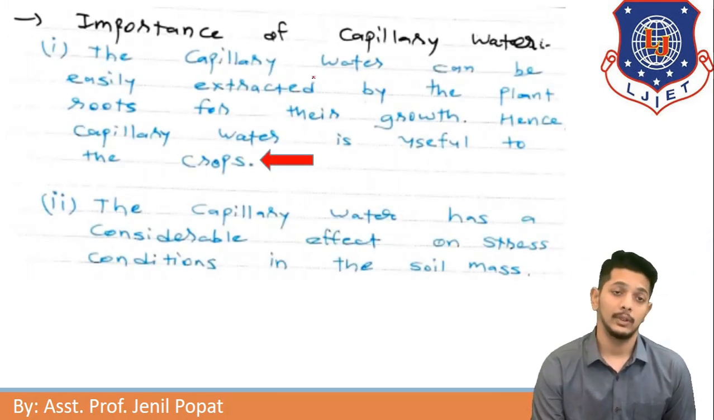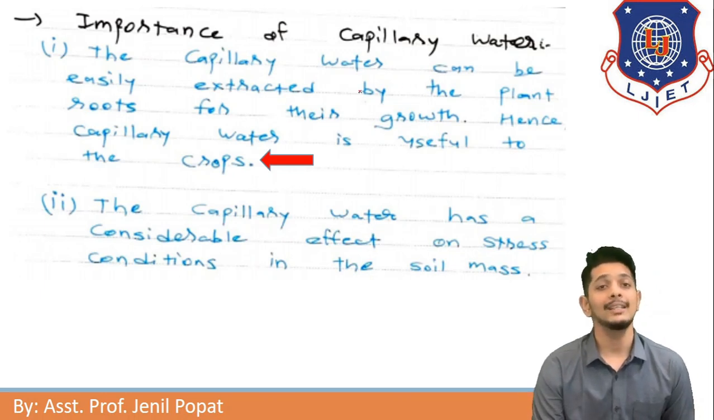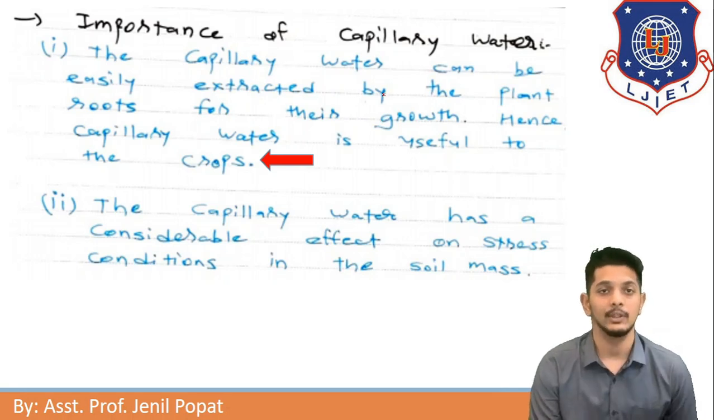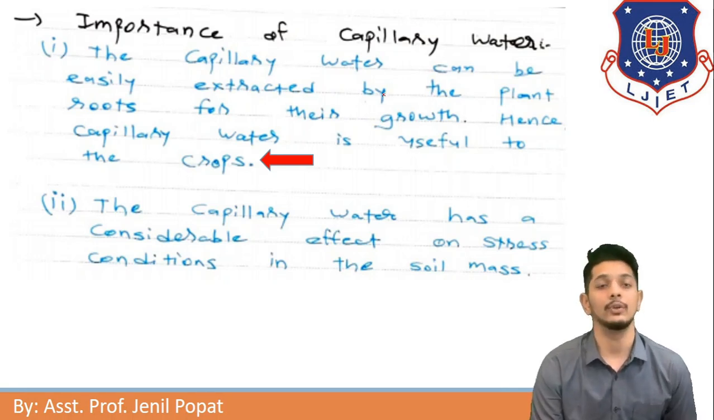Importance of capillary water. The capillary water can be easily extracted by the plant roots for their growth. Hence, capillary water is useful for the crops. So, we do understand crops do take water from the soil. That water is generally capillary water. So, it is very much useful. Capillary water is very much useful for growth of the plants.